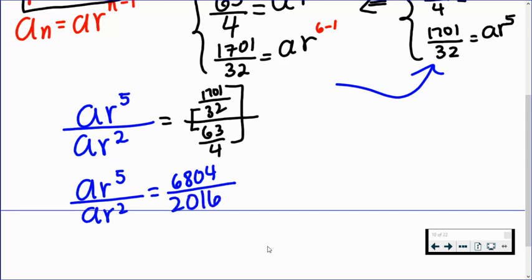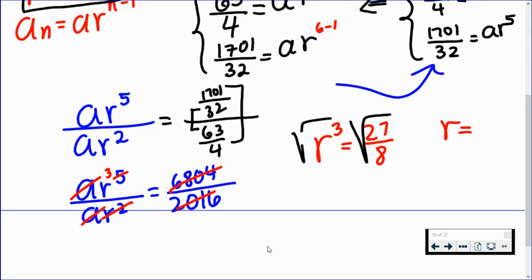Okay? And we're going to simplify this problem. So first I notice that these two cancel. I'm going to divide these variables, and I do the same on the other side. I am solving for R, so I'm going to cube root both sides of this equation. Okay.